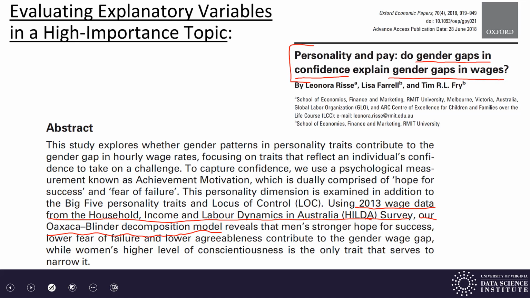They say it reveals that men's stronger hope for success, they give a couple of personality traits, lower fear of failure and lower agreeableness contribute to the gender wage gap. They don't say whether it explains it entirely or not, but they contribute to the gender wage gap. And that women's higher level of conscientiousness is the only trait that serves to narrow that gap. So what they're looking at is some of these personality traits are contributing to the gender wage gap, and they're important traits when you're trying to understand what are the factors that create the gender wage gap.